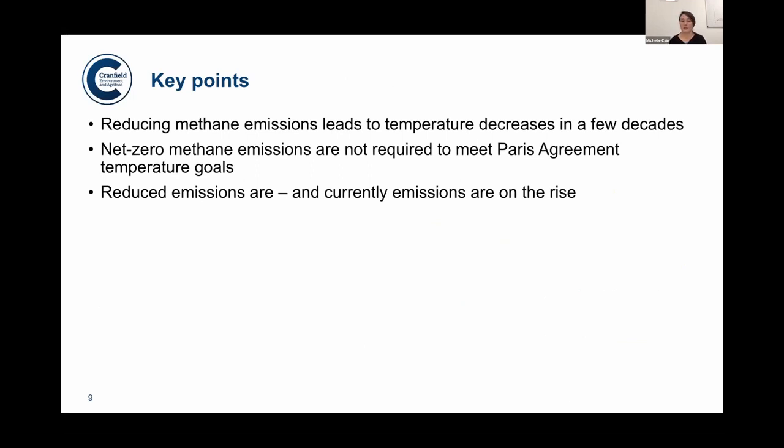Net zero methane emissions are not required to meet the Paris Agreement temperature goals like they are for long-lived gases like CO2. So reduced emissions, okay, I might have missed out a few words on my slide, but what I mean is reduced emissions are required for the Paris Agreement. Really, we do need to reduce methane emissions because currently emissions are increasing. So thank you.